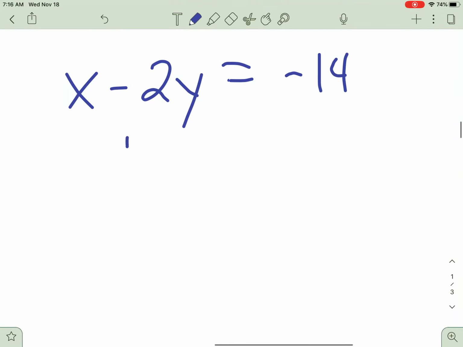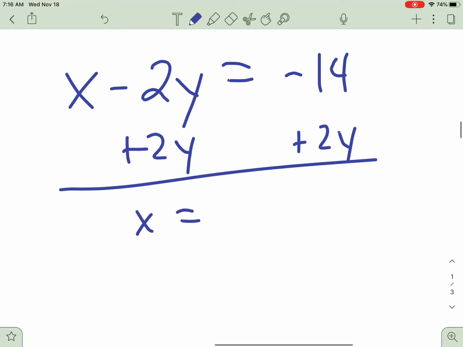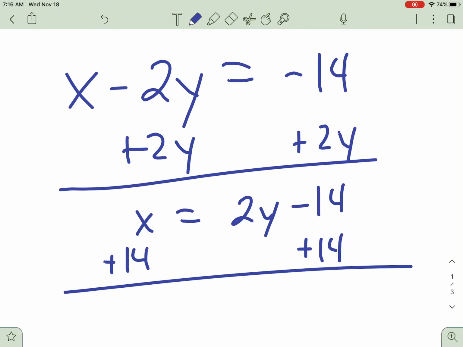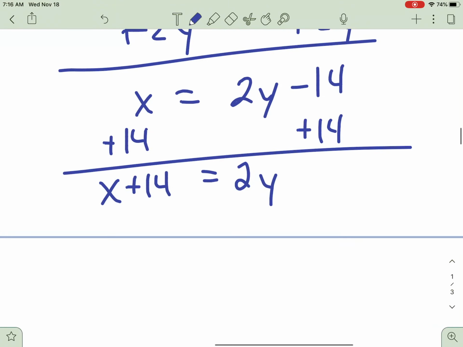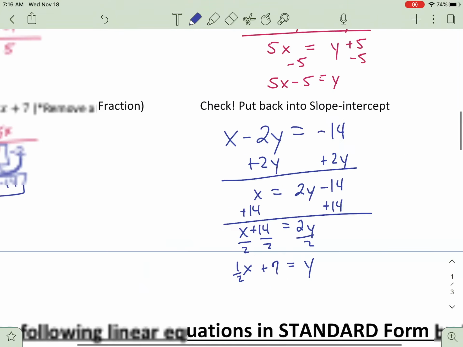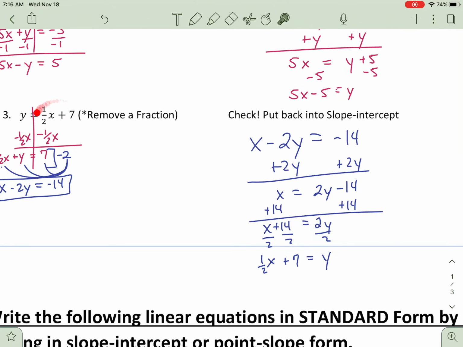Okay, let's get y to the other side. Put it back in the slope-intercept form. Make sure it looks the same as what we started with. Okay, add 14 to get y by itself, and divide by 2. So 1/2 x plus 7 equals y. 1/2 x plus 7 equals y.